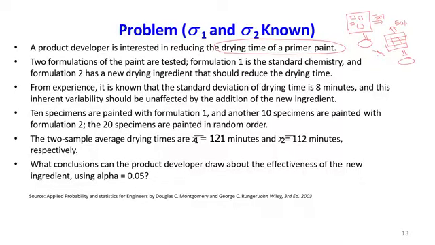So similarly, in this particular case, they have two different formulations. Formulation 1 is the standard chemistry, which means it is the standard process they are using currently. And formulation 2 uses a new drying ingredient, which will dry the paint quickly and reduce the drying time. From experience, it is known that the standard deviation of drying time is 8 minutes. And this inherent variability should be unaffected by the addition of the new ingredient. So they're saying that the population standard deviation for both populations is the same, 8 minutes only.